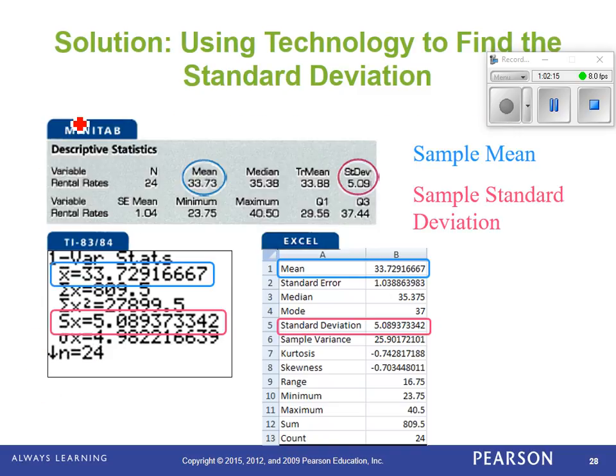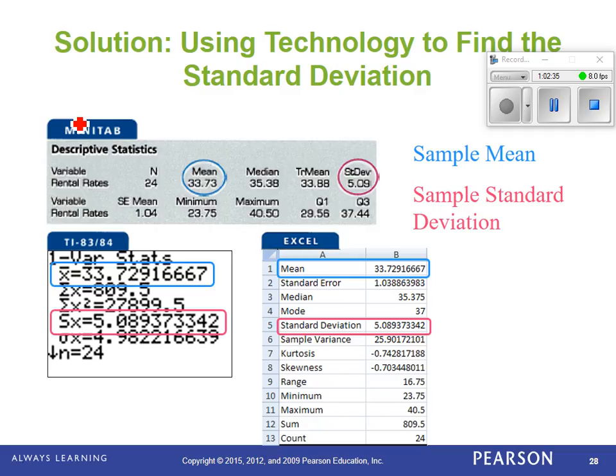We looked at this on the calculator, the TI-83/84. What does x bar stand for again? That's your mean, your sample mean. Summation of x tells you all the x's added up. Summation of x squared, we'll talk about that later on in the year.